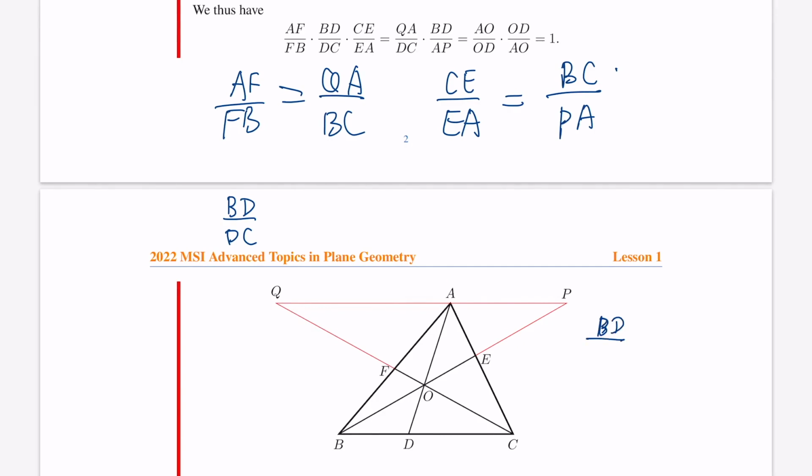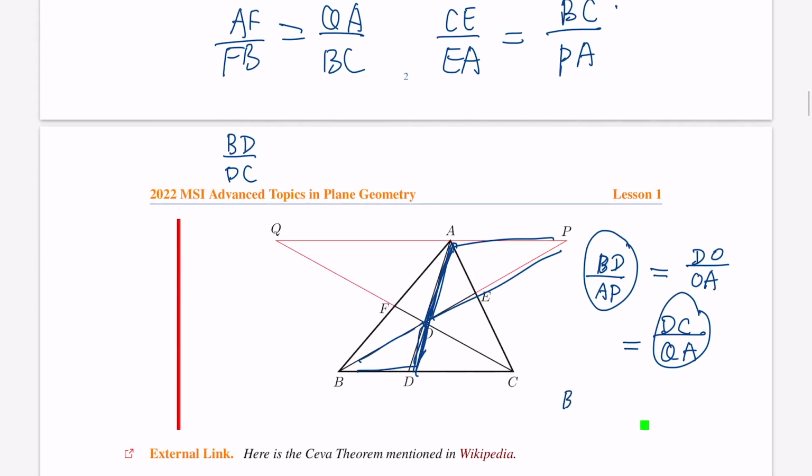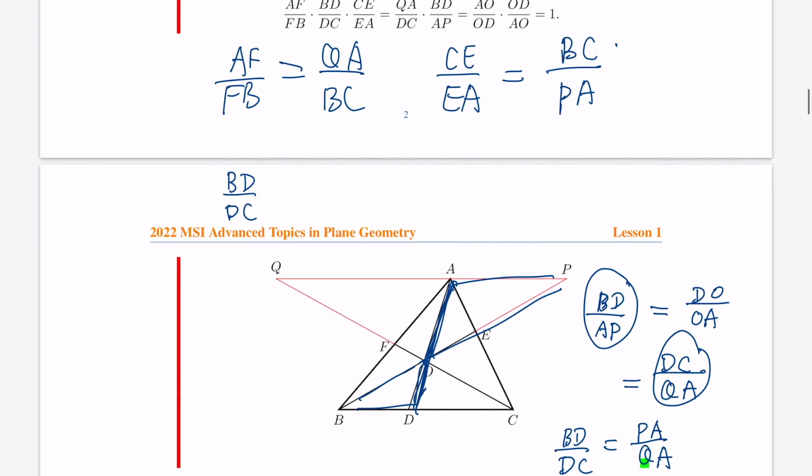BD over AP would be equal to DO divided by OA, because these two triangles are similar. But then DO over OA can be converted, this guy to that guy, to be equal to DC over QA. That's nice. We use this as a middleman, so we have a relation between BD over AP and DC over QA. So from here, we get BD over DC is equal to PA over QA. And then we are done. So you have QA, PA, QA, BC. If you multiply all of them together, it is equal to 1.